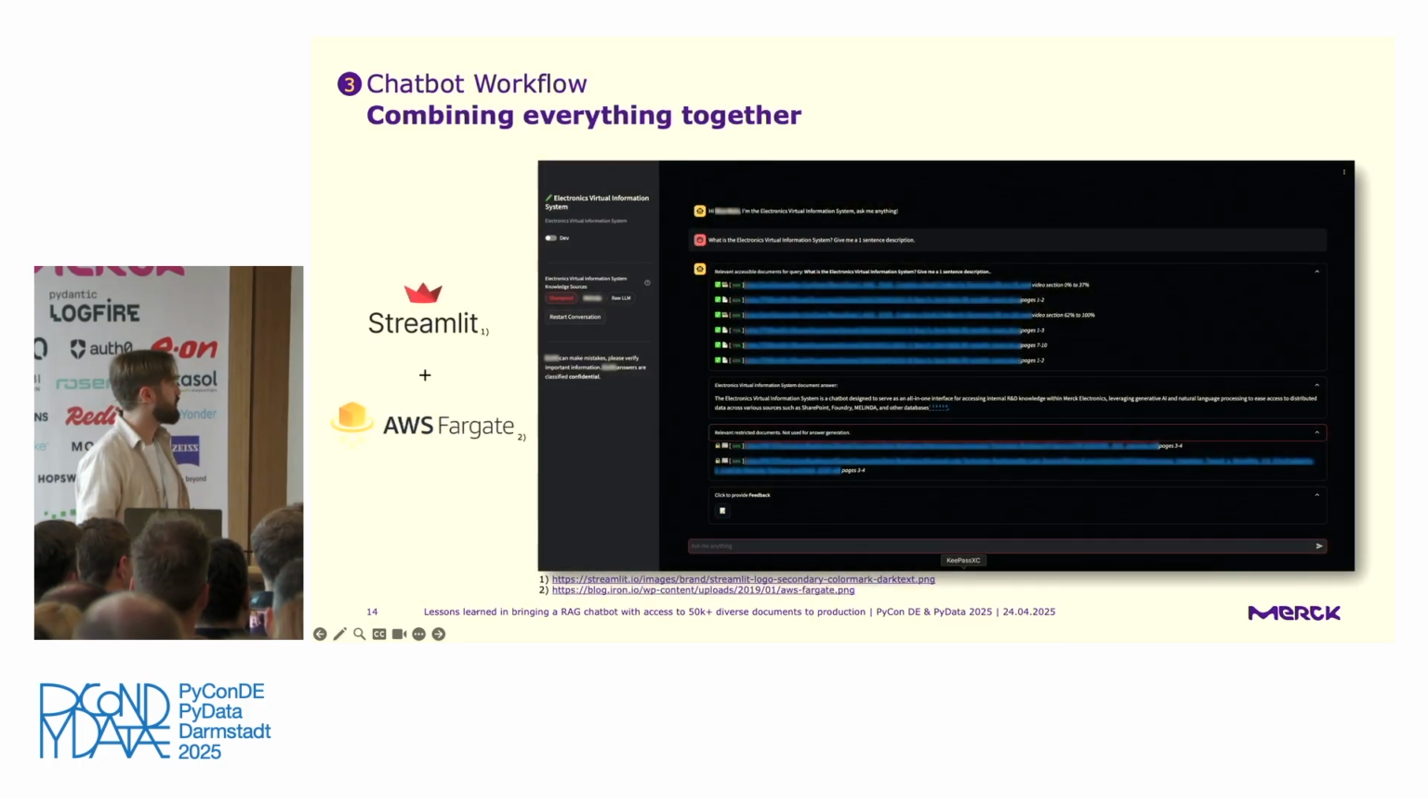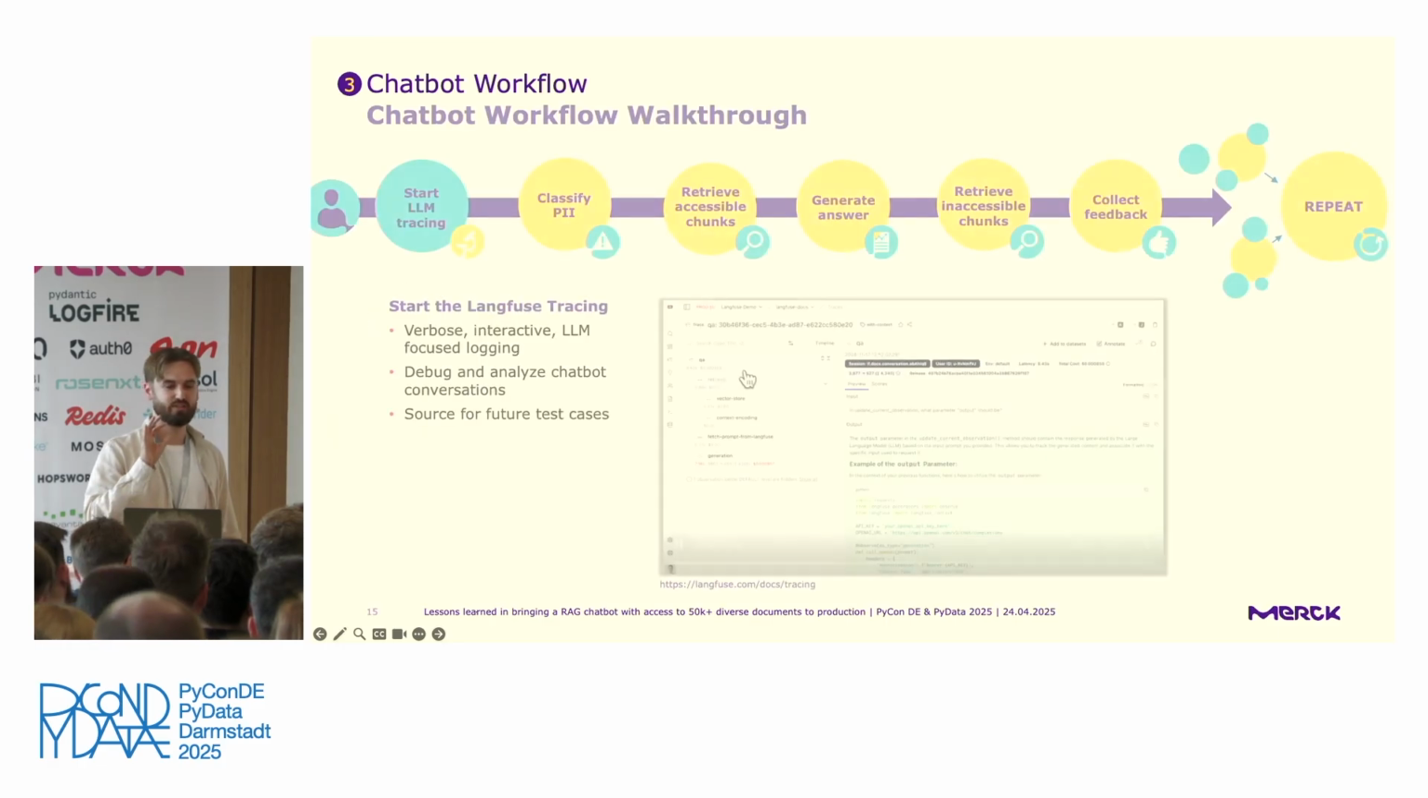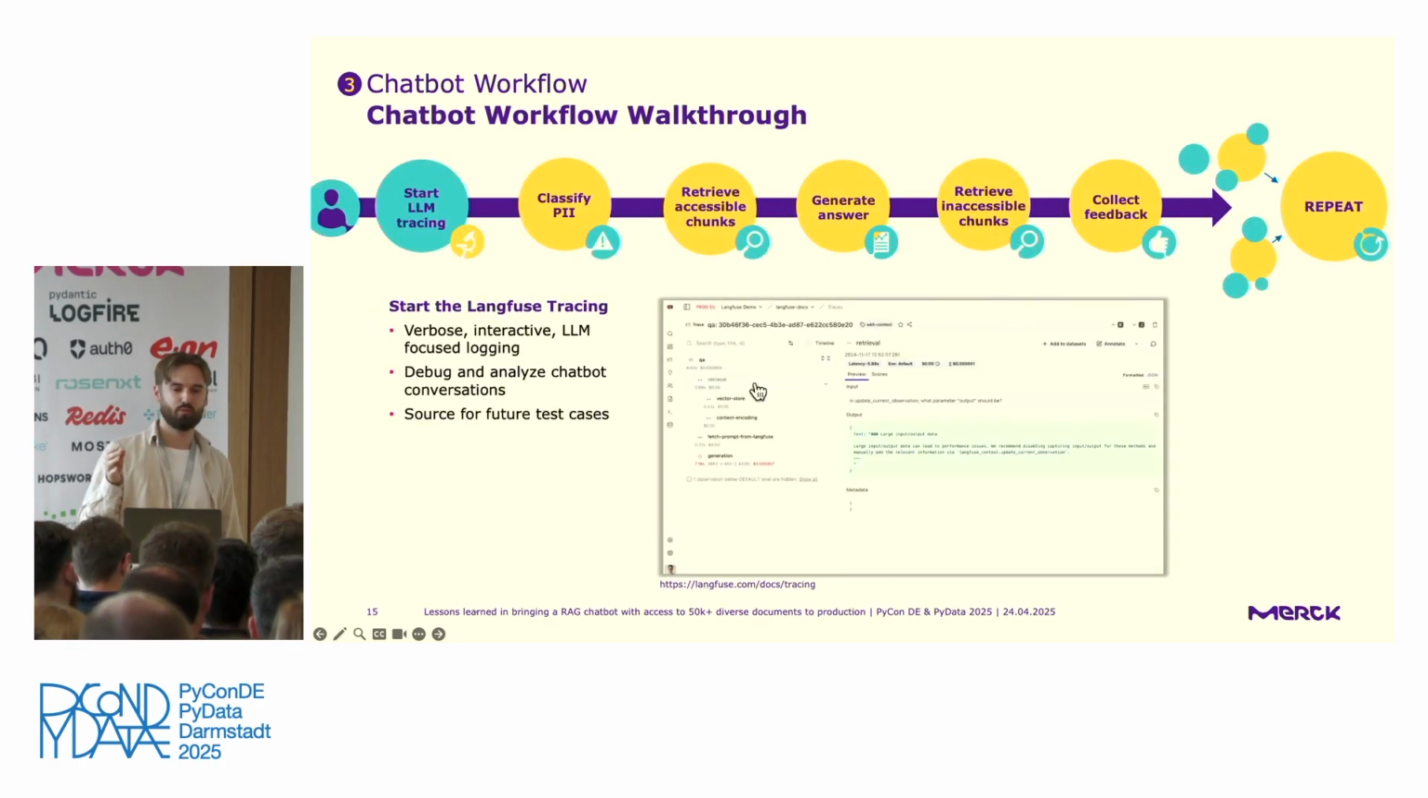Now let's get to the chatbot, which is, I guess, the most interesting part. For the front end, we still use Streamlit, and we have it deployed on AWS Fargate as a container. And let's walk through the step-by-step workflow of what happens when you query the chatbot.